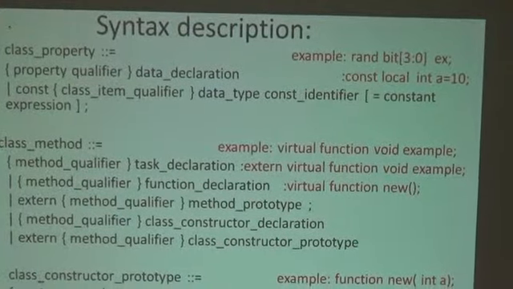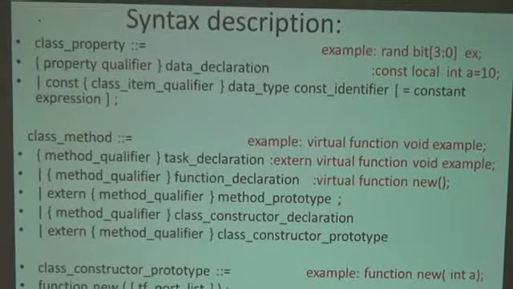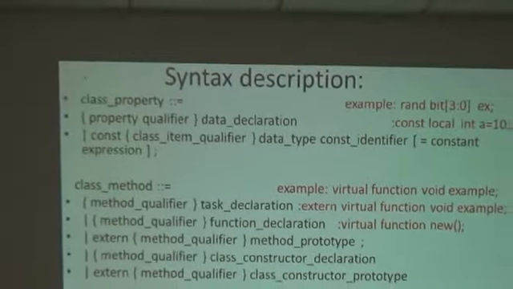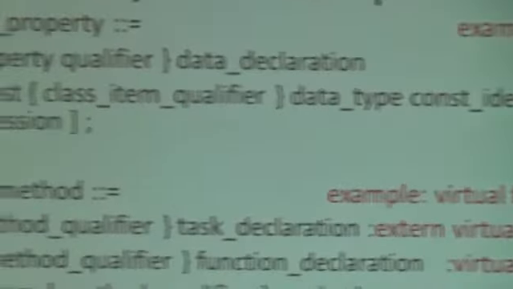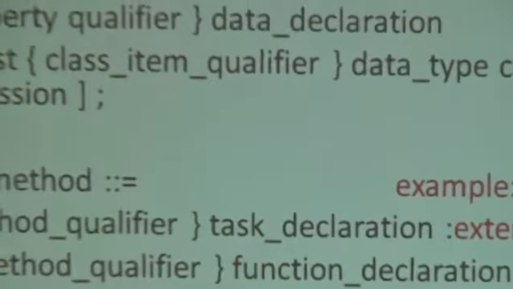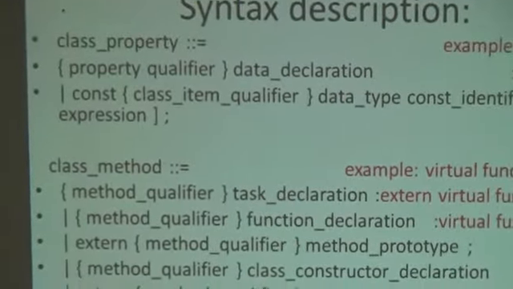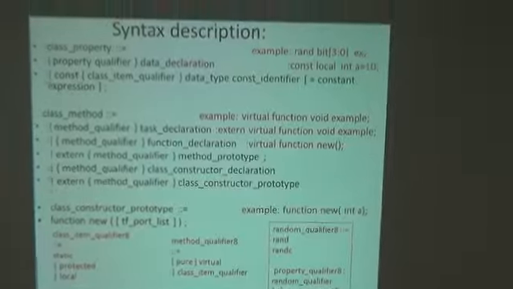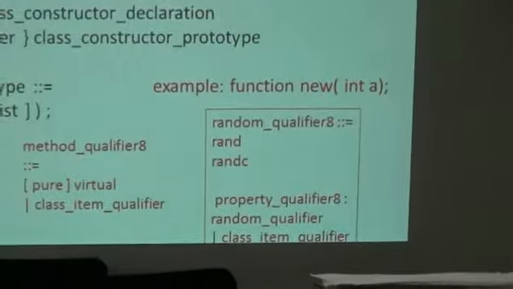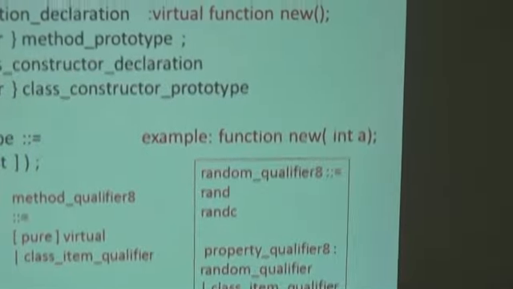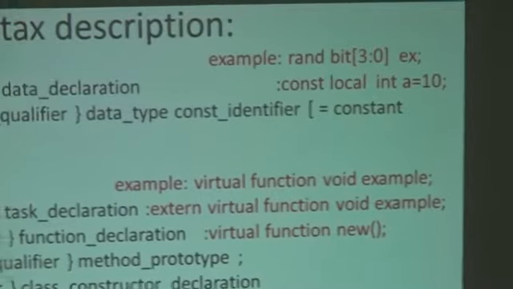Now I will justify these examples with the syntax declaration of class properties. The syntax declaration is property qualifier followed by data declaration. So for a class property, we need a property qualifier followed by data declaration. Property qualifiers are nothing but random qualifiers and class item qualifiers. What are random qualifiers? Random qualifiers are rand and randc. That's why I kept it as rand bit [3:0].